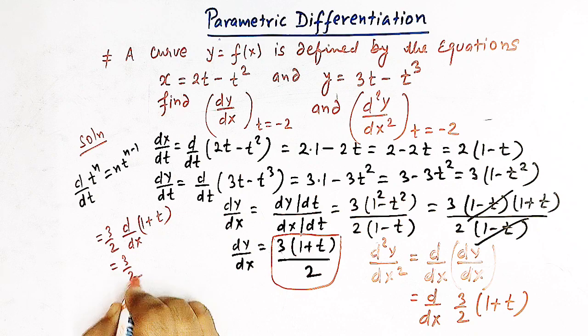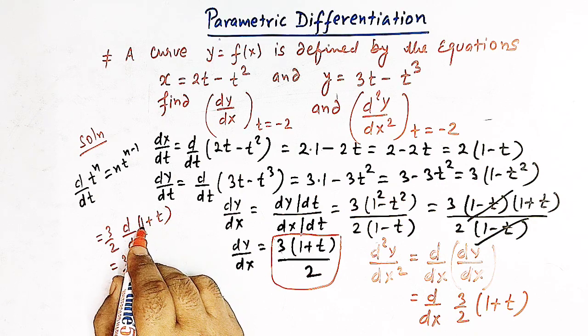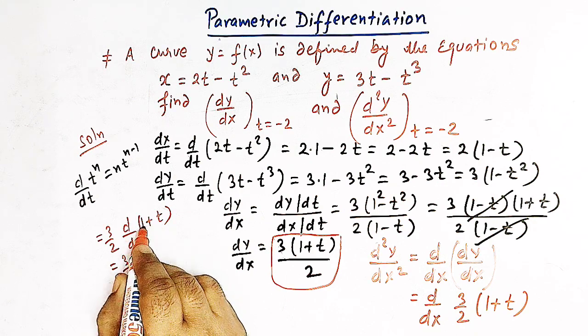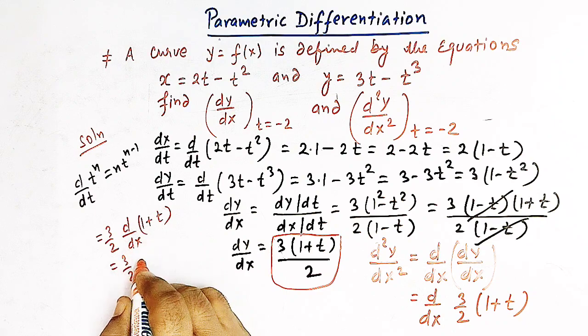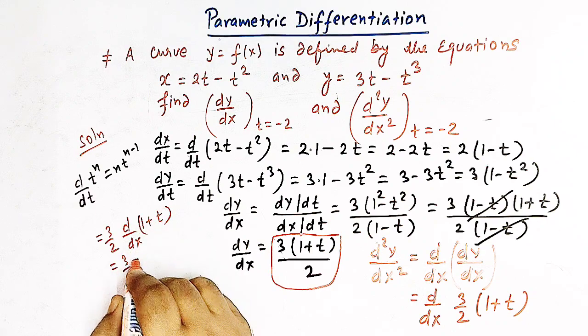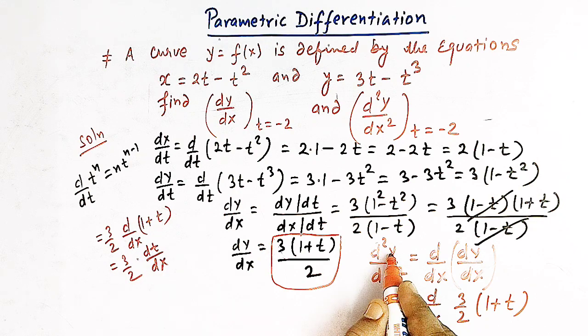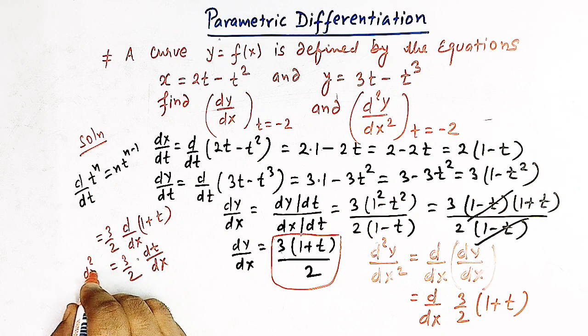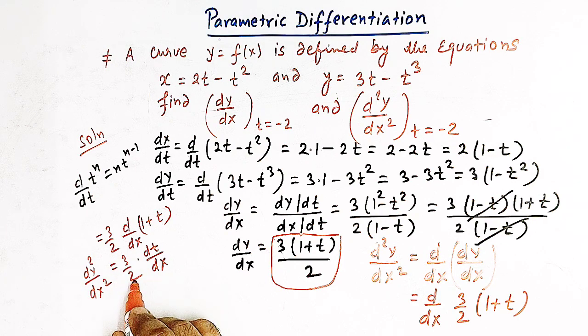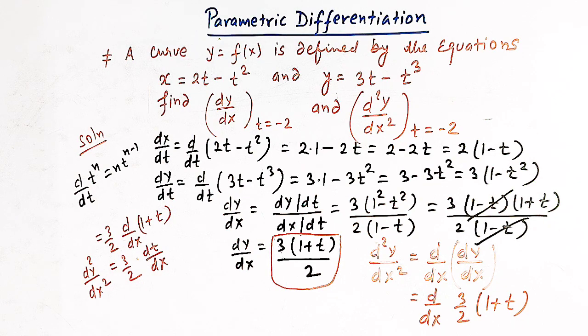So we have 3 by 2. Now see, the derivative of 1 with respect to x is 0, being a constant. So we have simply here dt over dx. So the second derivative, that is d2y over dx2, is equal to 3 by 2 times dt over dx.